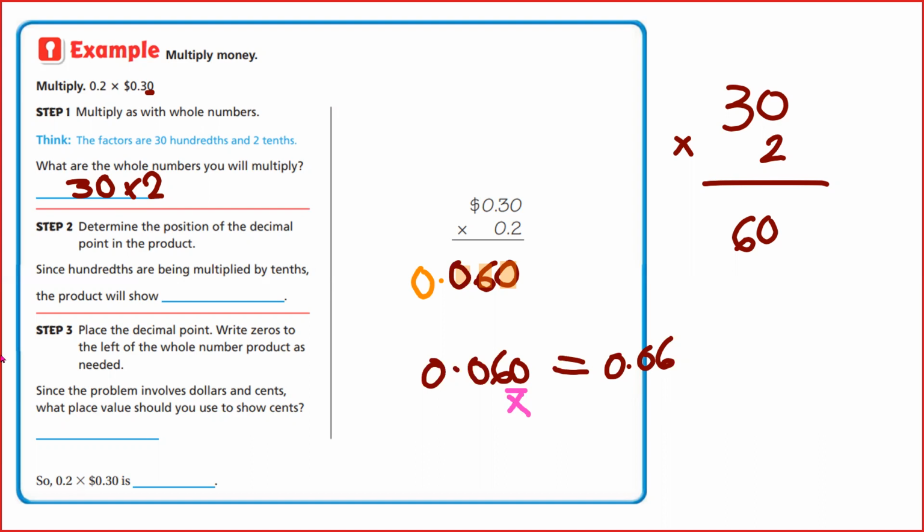Now, determine the position of the decimal point in the product. Since hundredths are being multiplied by tenths, the product will show tenths by hundredths. The product will show where? Ten by 100. Thousands. Bravo. Then place the decimal point, write zeros to the left as needed.